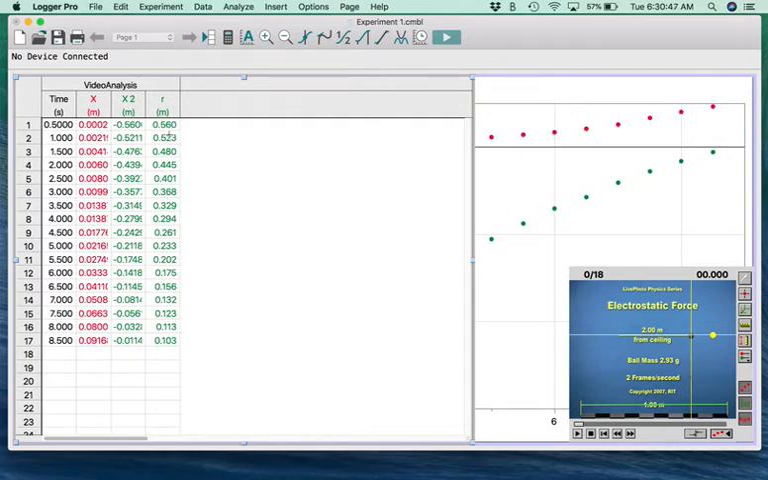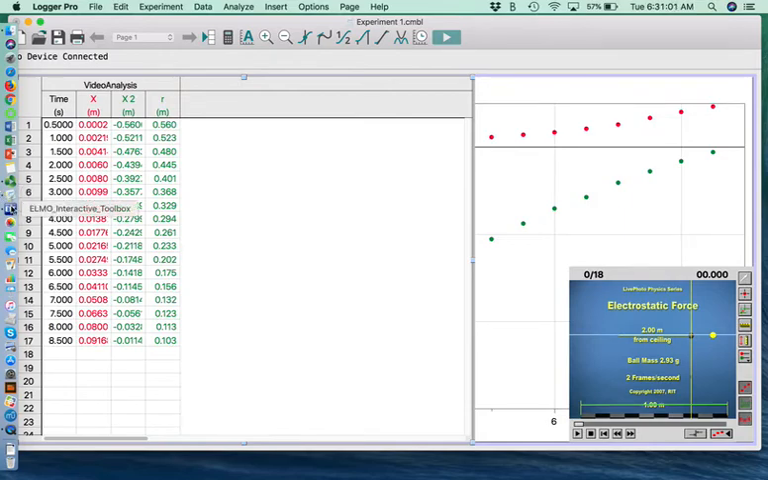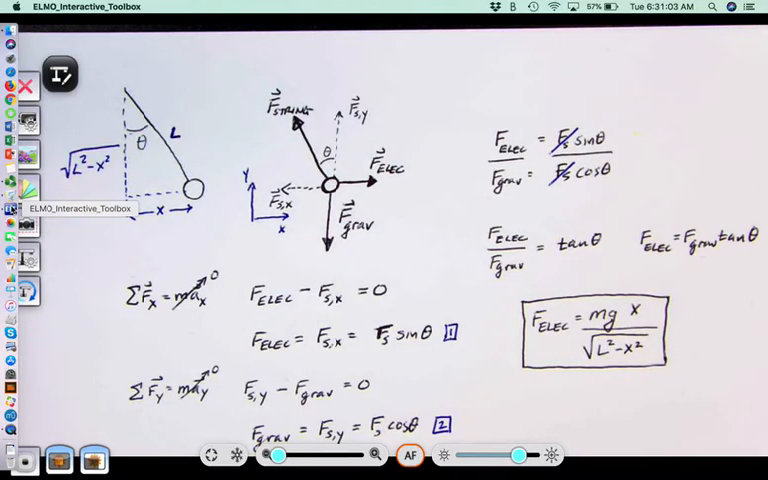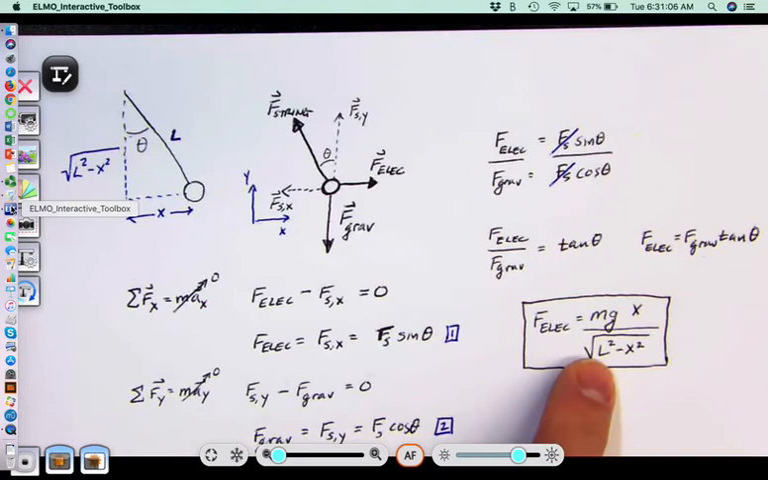Notice it starts with the spheres about half a meter apart, and then it goes to the spheres being about 10 centimeters apart by the time I'm done with this video. The other one's a little bit trickier, but recall that we did this expression for the electrostatic force, and that's the one that we're going to need to code into LoggerPro here.